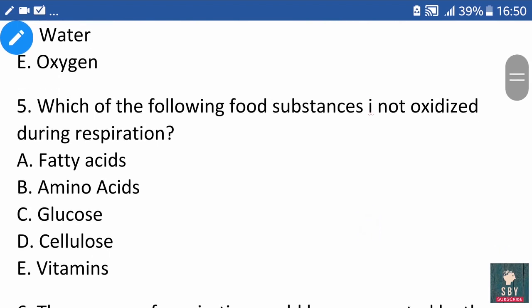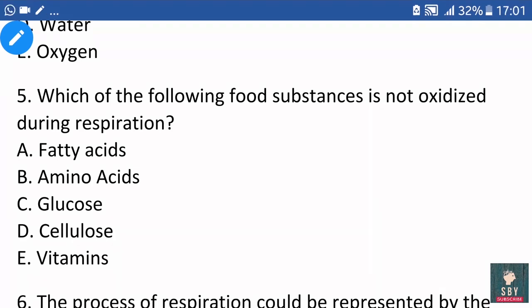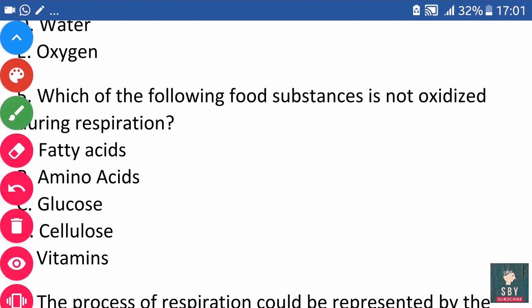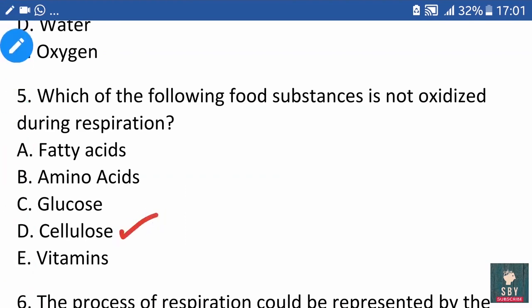Which of the following food substances is not oxidized during respiration? It's not oxidized during respiration. So the answer to this question is cellulose. During oxidation, cellulose has nothing to do. So cellulose is not oxidized.